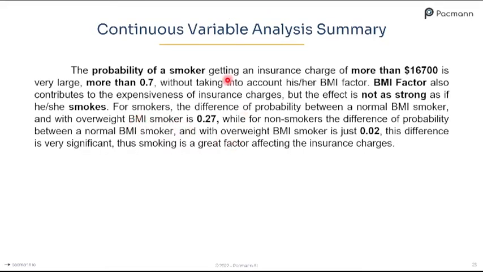The summary is that the probability of a smoker getting an insurance charge of more than $16,700 is very large, more than 0.7. BMI also becomes a contributing factor for the probability of a person getting an expensive insurance charge, but not as large as smoking.